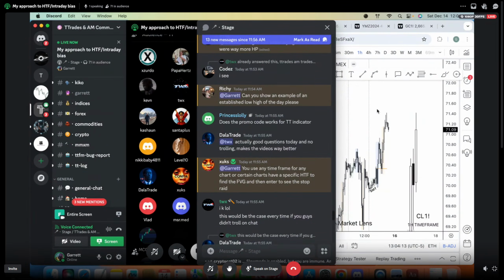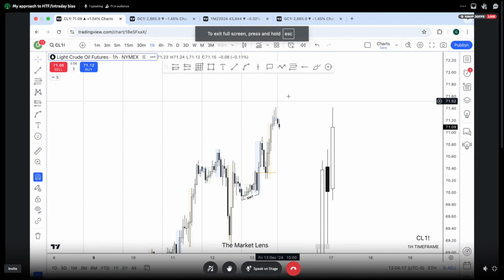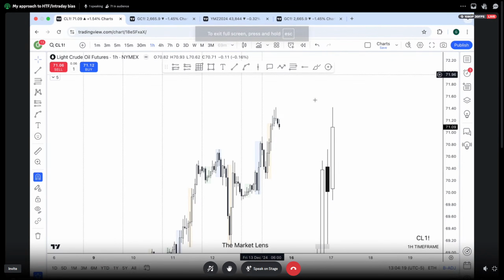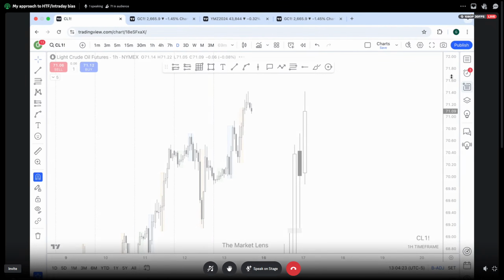So yeah, I use different time frames to just find fair value gaps, pretty much. You can do that. On one time frame, like the daily, you might not see a fair value gap.